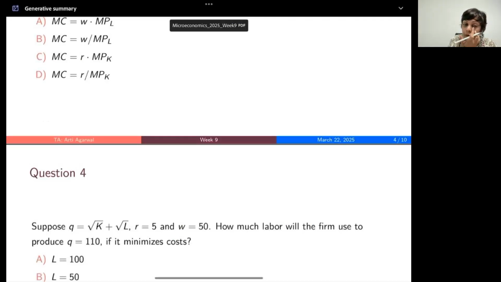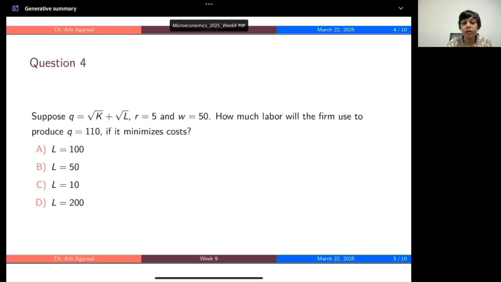Okay, now we come to questions on cost minimization. Now you're given an expression for quantity.